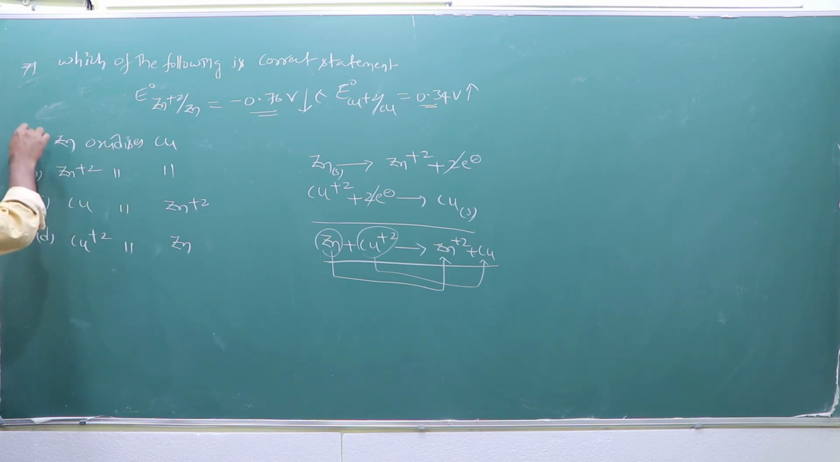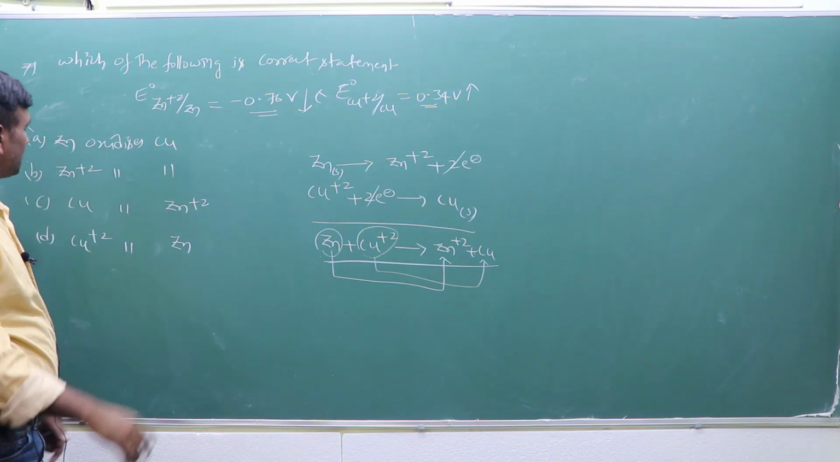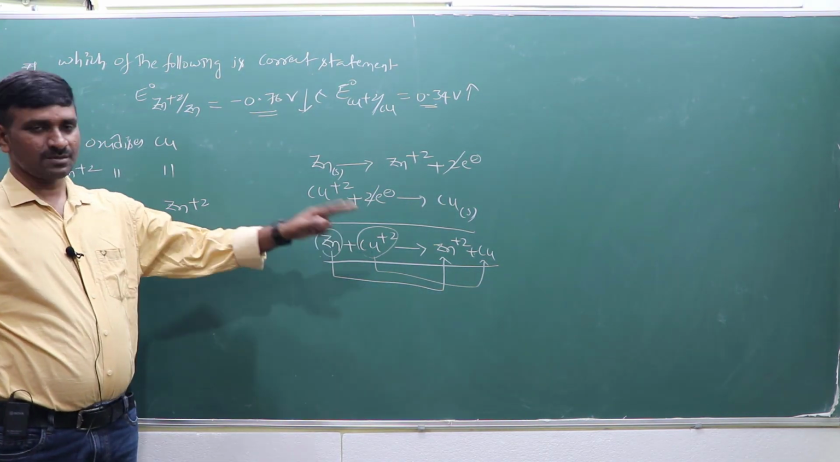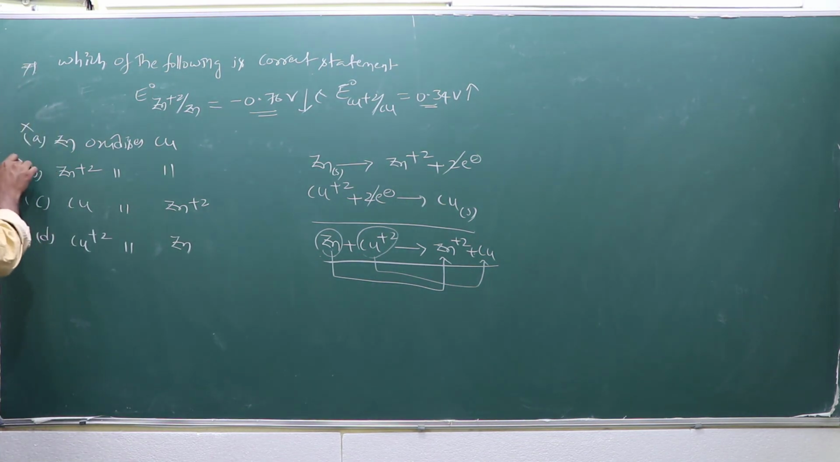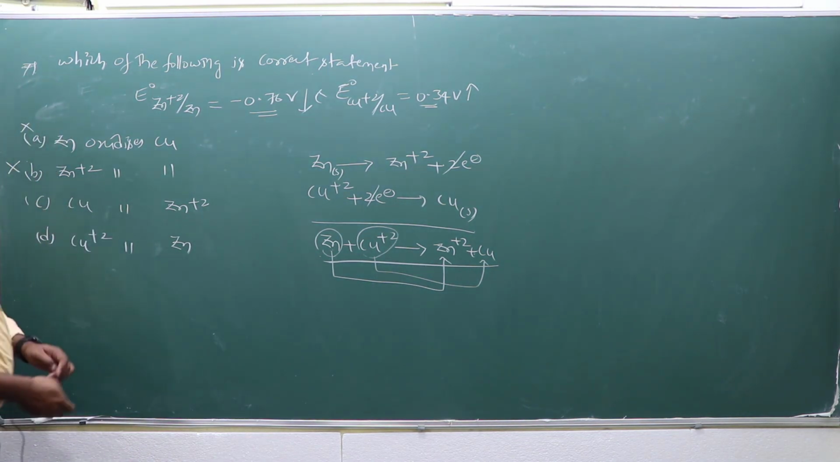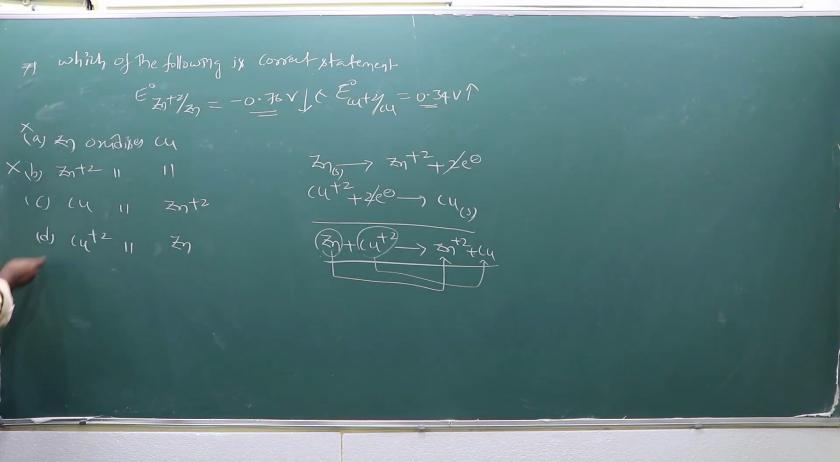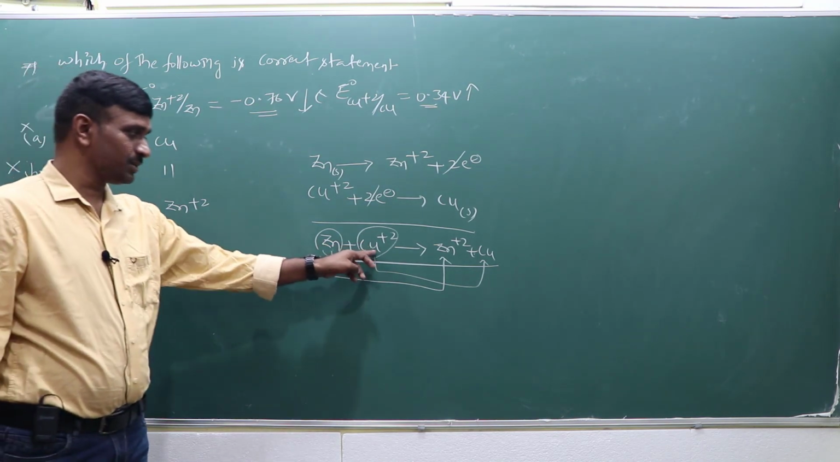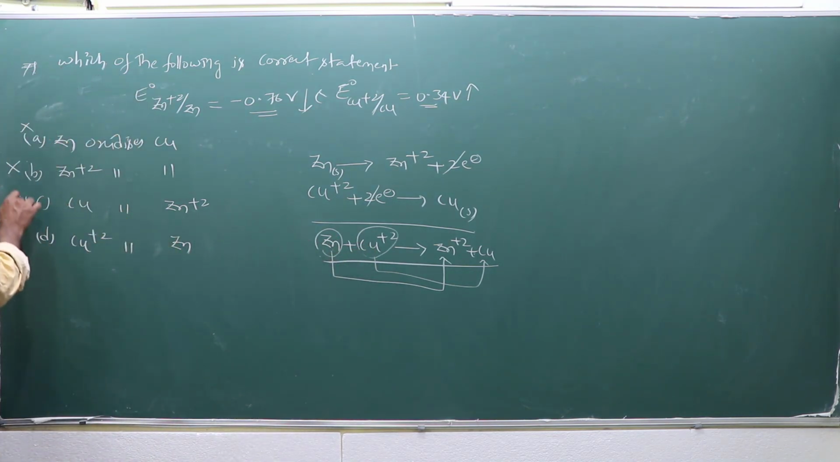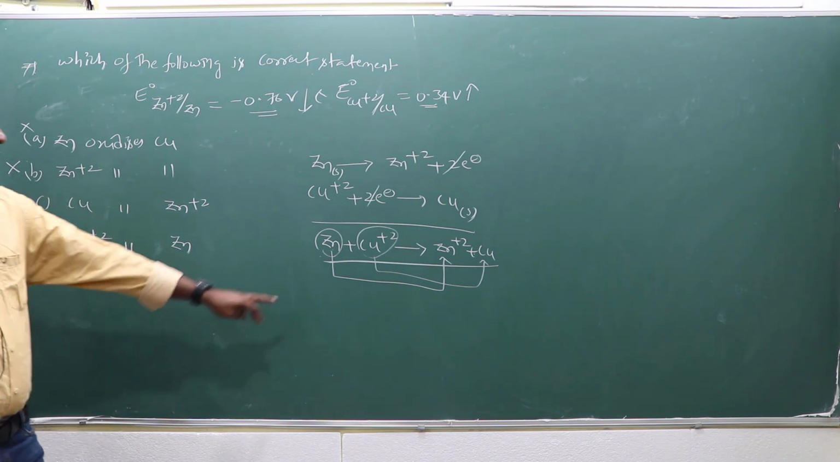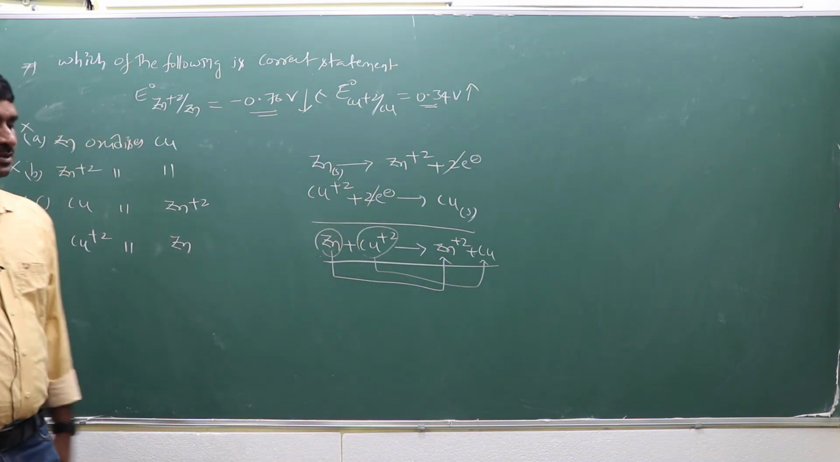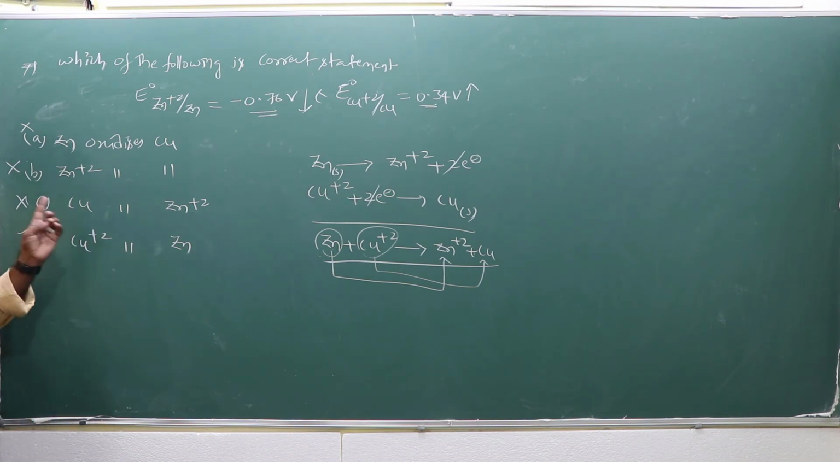Zinc oxidizes Cu? No. Cu plus 2 it may be there. Reduction process case. So that's what another. Zinc plus 2 oxidizes Cu? No. Zinc plus 2 reduces. So next, copper oxidizes zinc plus 2? No. Cu plus 2 oxidizes zinc. So this is not the correct one. Cu plus 2 oxidizes zinc, it is the correct one. Cu plus 2 oxidizes zinc to zinc plus 2. Right? This is the reaction.